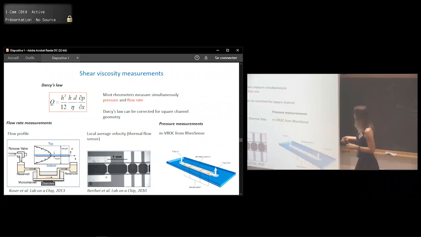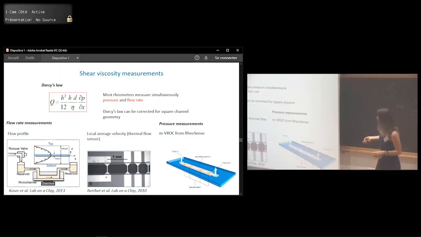So these are ideas that are based on flow rate measurements, but you can also, of course, do the opposite. You can impose the flow rate and measure pressure differences. And this is a rheometer which is called the MVROC, which came out of Gareth McKinley's lab and which now is something that you can commercially buy, where you impose a flow rate, it measures the pressure and gives you the viscosity.